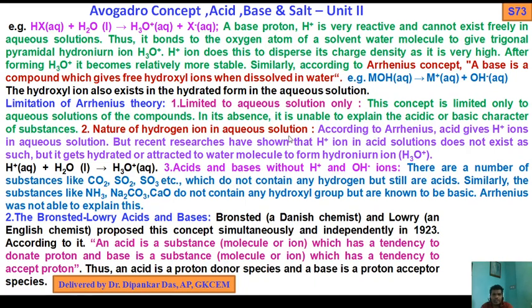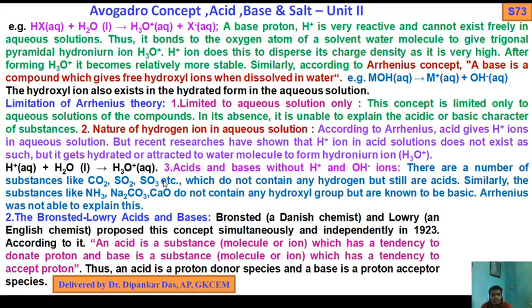Nature of hydrogen ion in aqueous solution. According to Arrhenius, an acid gives H plus ions in aqueous solution, but recent research has shown that H plus ions in acid solutions don't exist as such, but get hydrated or attracted to water molecules to form hydronium ions. Okay, so H plus plus water gives hydronium ions.